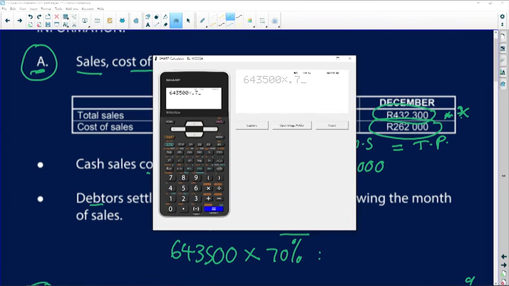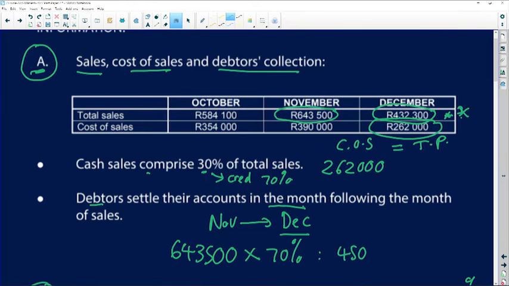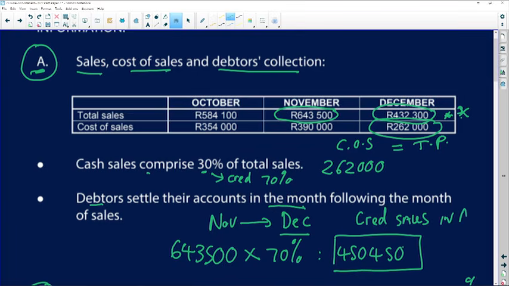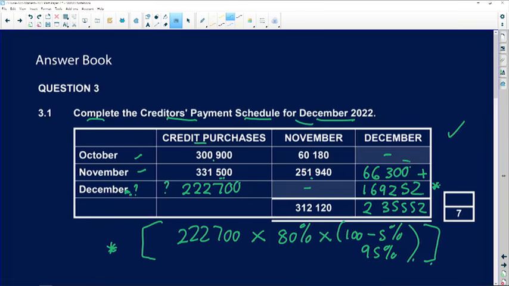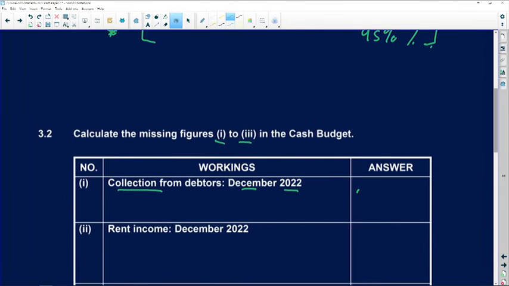643,500 times 70%, and my credit sales is an amount of 450,450 rand. Remember, this is your credit sales in November, and this is what your debtors will pay in December. They're going to pay one month later. So let's fill that in our answer booklet, and the amount is 450,450. Again, guys, show your calculation here.